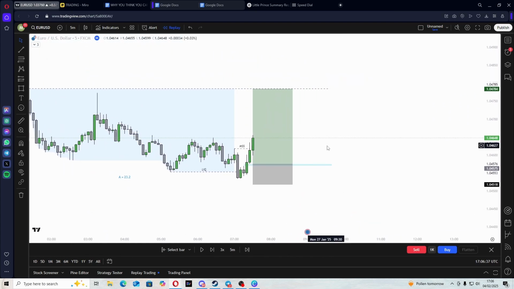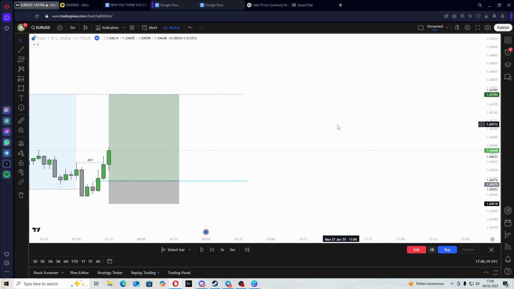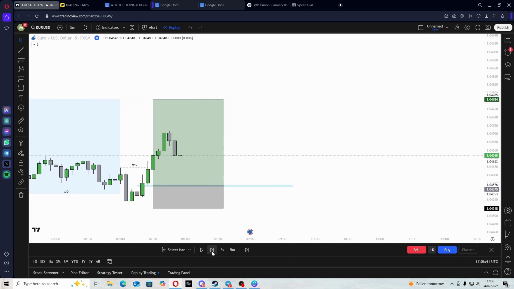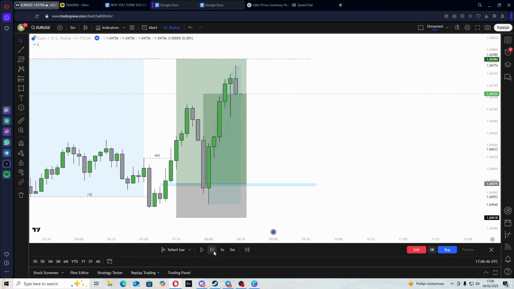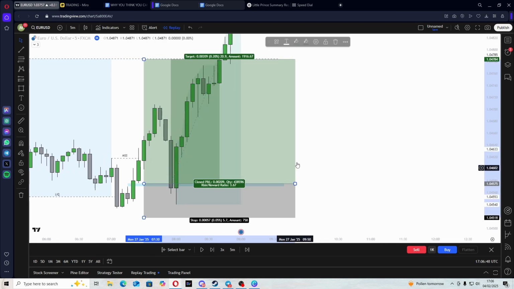So once I've done all of that, now all I've got to do is play price forward. You can see how it's going to go back in. You can see that it's bouncing off the fair value gap, and now it's going all the way up, and it's completely smashed our take profit.